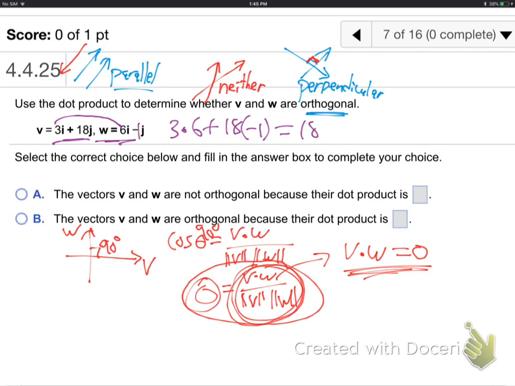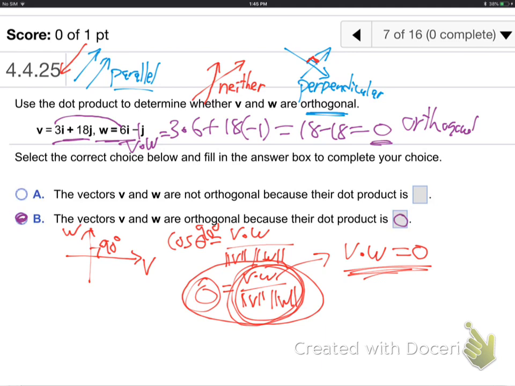And what do we got? 18 minus 18, 0. So I just did the dot product, v dot w, and I got 0. So what does that mean about those vectors? They're orthogonal. Down here they want you to say they are orthogonal because their dot product is 0.